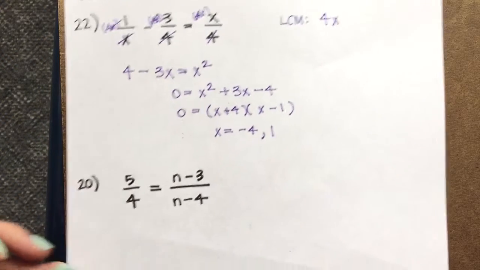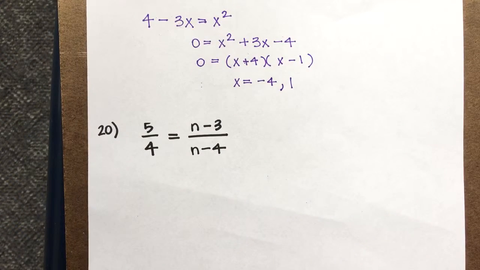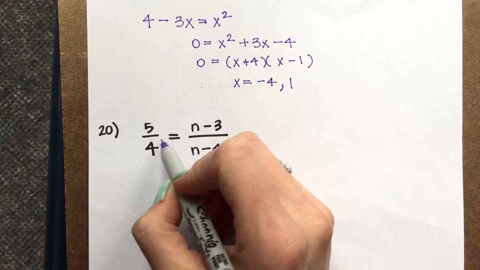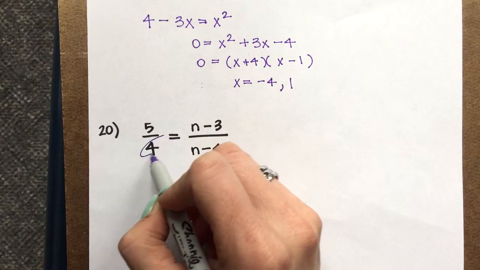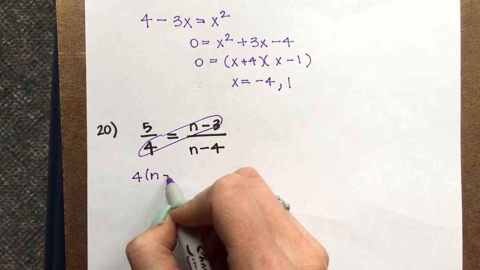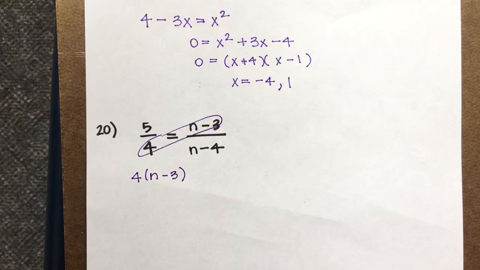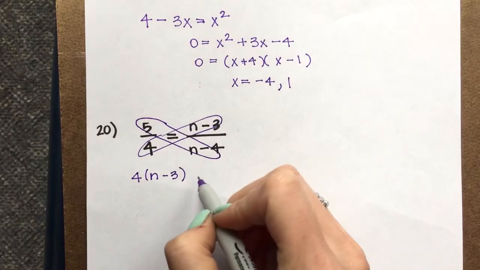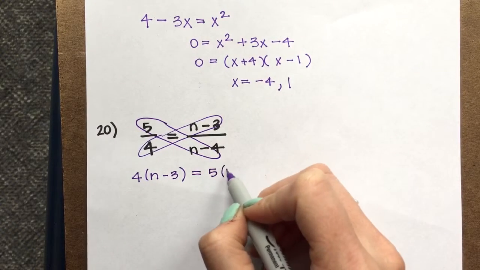The second one I chose was number 20 because this one's a little bit different. This one only has one term on each side. So you could go through, I think the book actually has you multiply by the least common multiple again, but I cross multiply. So Trevor, don't do this. You're going to cross multiply 4 by n minus 3. And that's equal to the other diagonal, 5 times n minus 4.